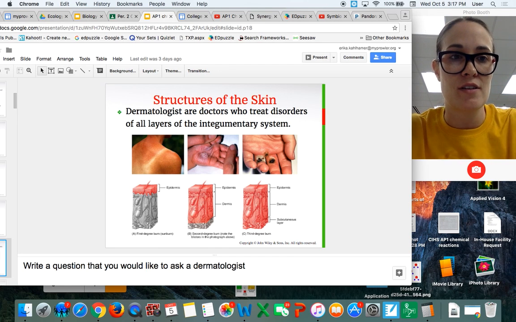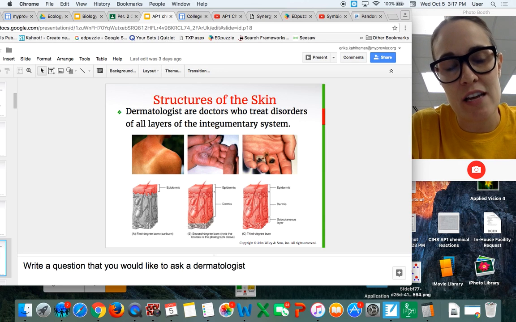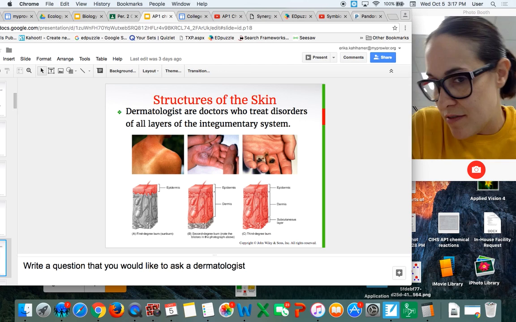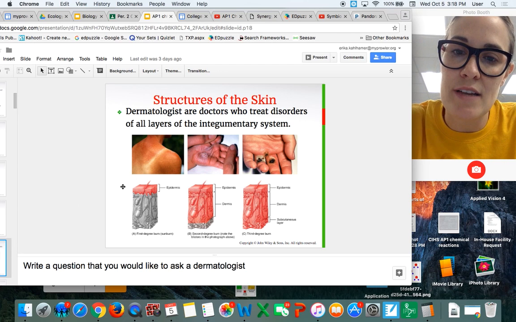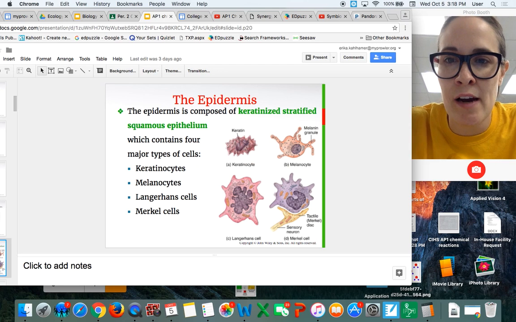Dermatologists are doctors that treat disorders of the skin, all layers of the integumentary system, like acne. Here's just an image of the three types of burns. First degree just damages the epidermis. Second degree, the first two layers, and then third degree, all three.